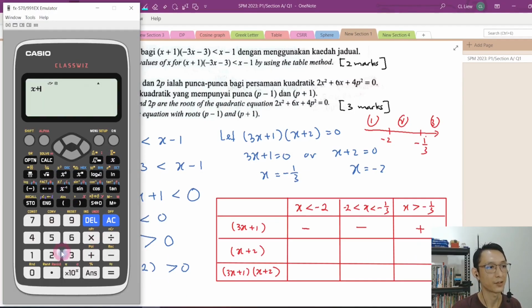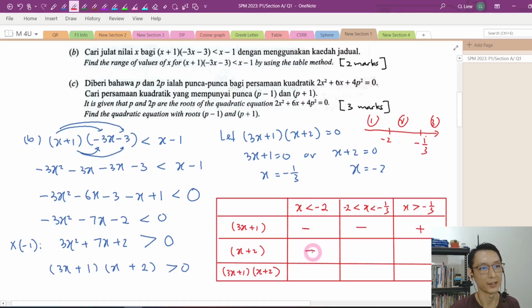Now do the same thing for this one, x plus 2. Press calculate. So let me use negative 3. So negative 3 plus 2 is negative 1, right? Negative. Or you can use a calculator to help you. Press calculate, then press negative 3. Negative 1. Okay, negative. Do the same thing for this too. If you use negative 1 over here, negative 1 plus 2 is equal to 1, positive. If you use 0, 0 plus 2 is 2, positive.